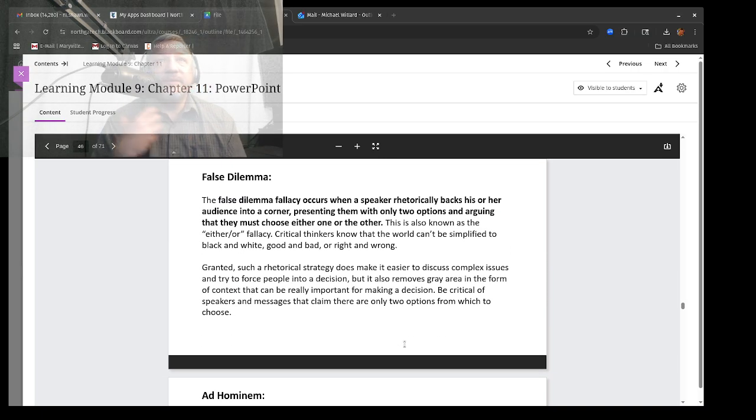False dilemma. This is a fallacy that occurs when the speaker speaks rhetorically and backs his or her audience into a corner. It's literally a this or that, right? That's where I was kind of going earlier. They're forcing you to make a choice, either this or that, without enough information. Most of life is not black or white, good or bad, right or wrong. It's some sort of spot somewhere in the middle.